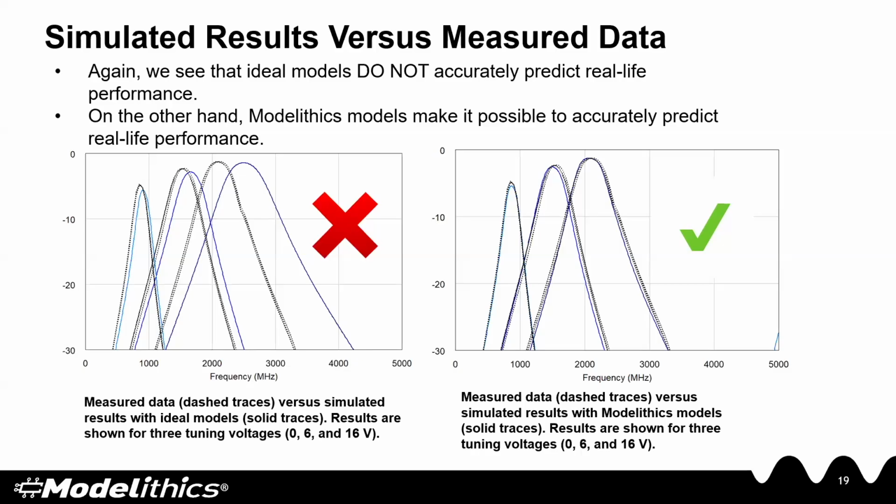On the right, again, we have the measured data shown by the dash traces, and also the simulated results when using Modelithics models for all components. And these are shown by the solid traces. And now you see we do have good agreement between the simulated results and the measured data. And again, that's a result of using Modelithics models along with the Cadence AWR design environment, and that allows us to accurately predict the real-life performance. So Andy will show you this in a little more detail later, and he's also going to show you a diode detector example.